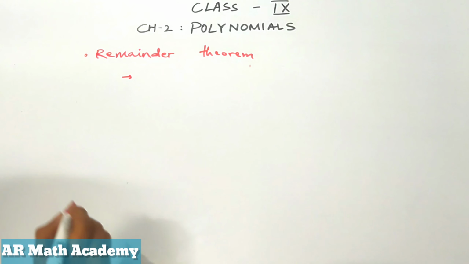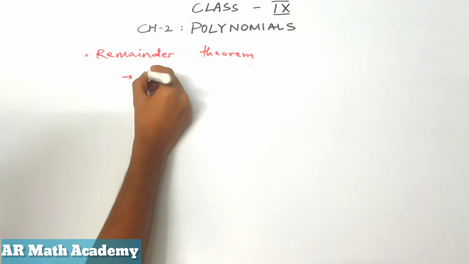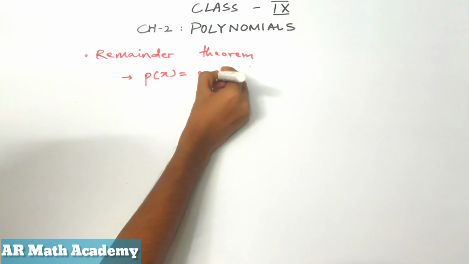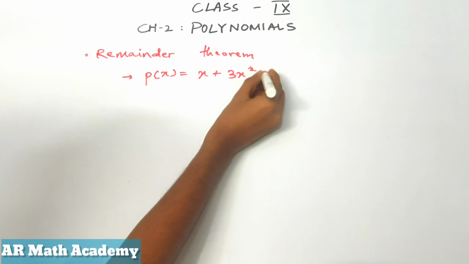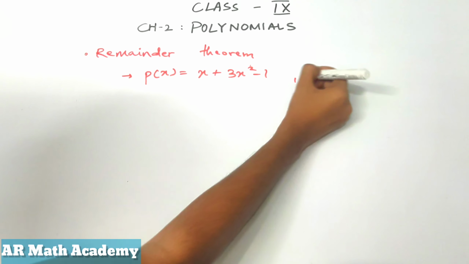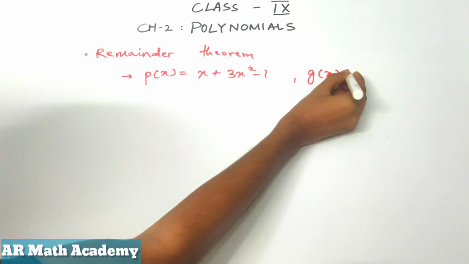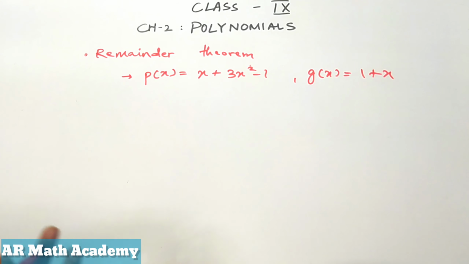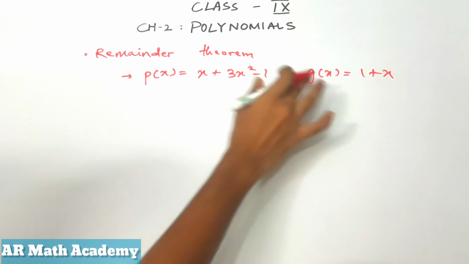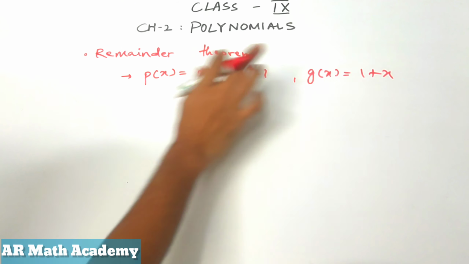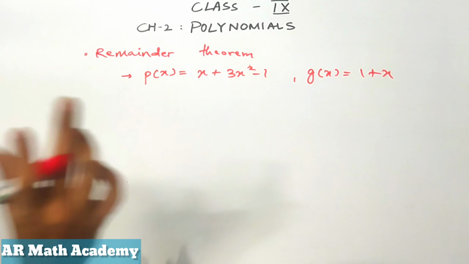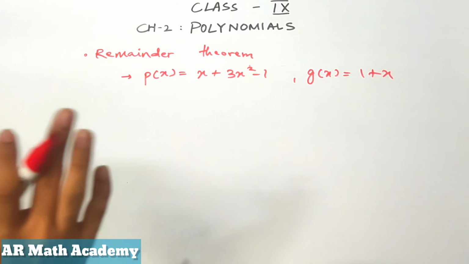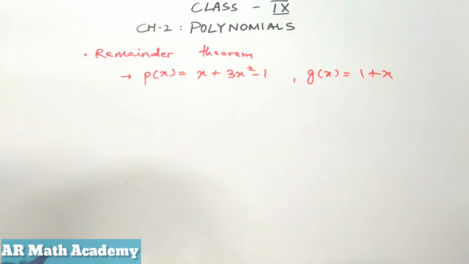Let me take an example first. The first equation given to us is P of x equals x plus 3x square minus 1. This is our first equation, and our second equation is G of x equals 1 plus x. What we are supposed to do is divide P of x by G of x and find the corresponding remainder and quotient. So let us start dividing, and I'll explain the steps to you in a clearer way.